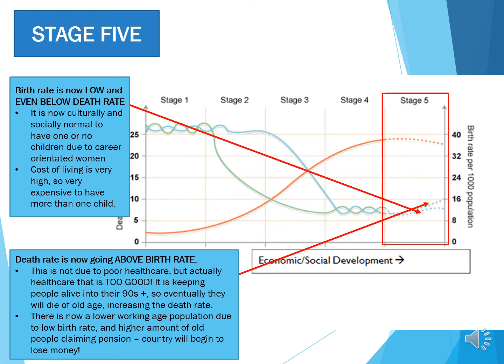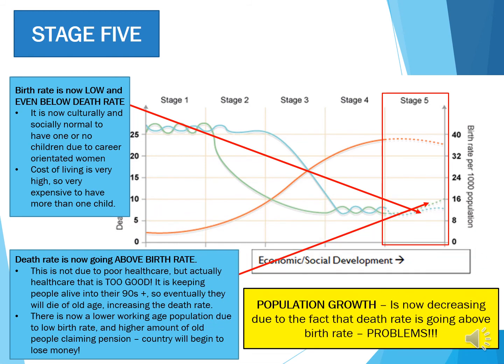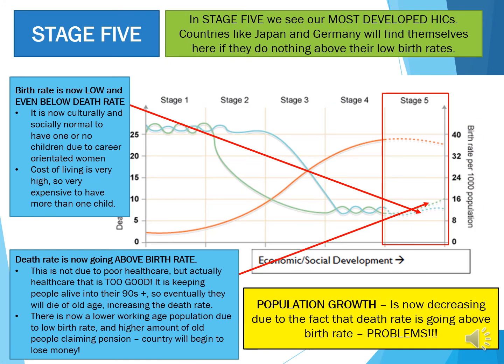And this is why we do not want to be in stage 5. The population will start to decrease. So we'll start to see a natural decrease, which leads to all of those problems that I have just said. Countries here, we are seeing our most developed HICs. Countries like Japan and Germany are going to find themselves here if they do nothing about their low birth rates. They are becoming in danger of going into natural decrease, which no country wants.